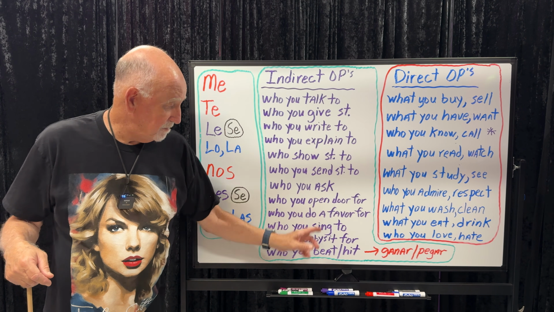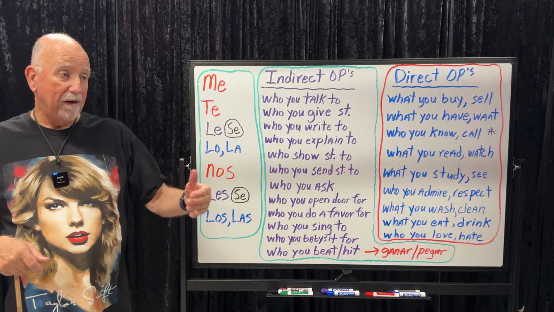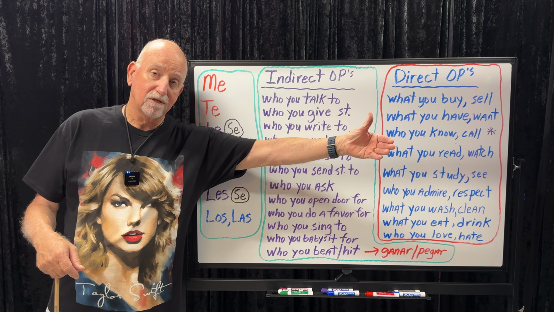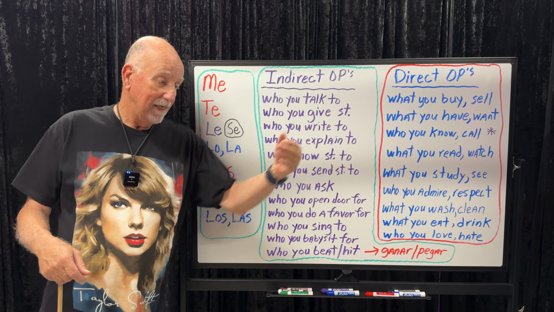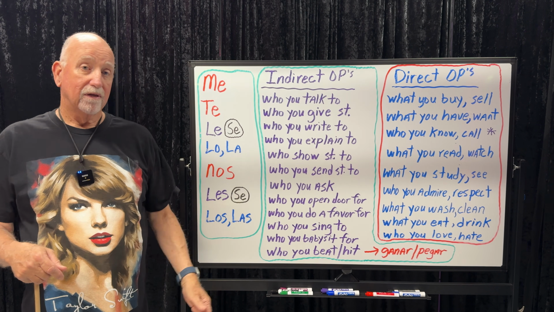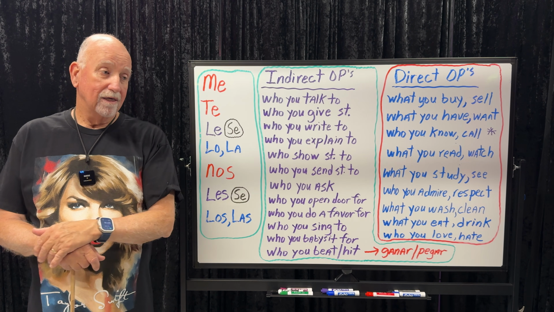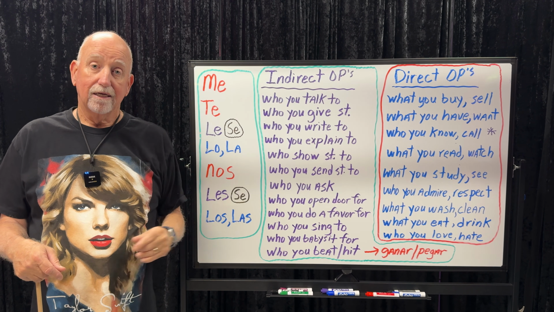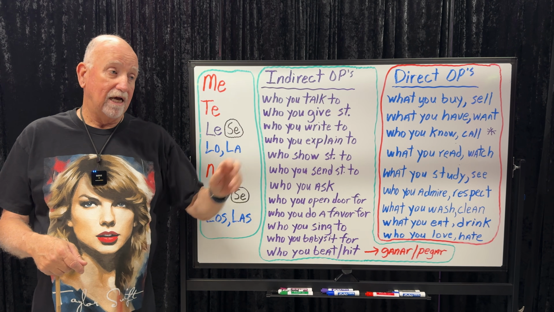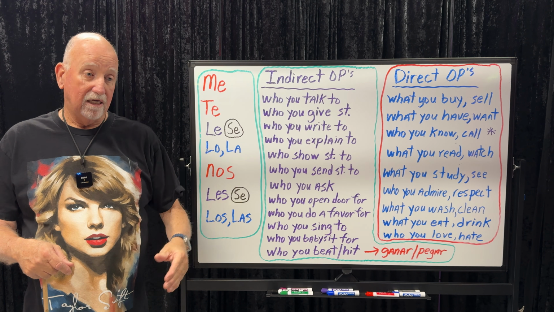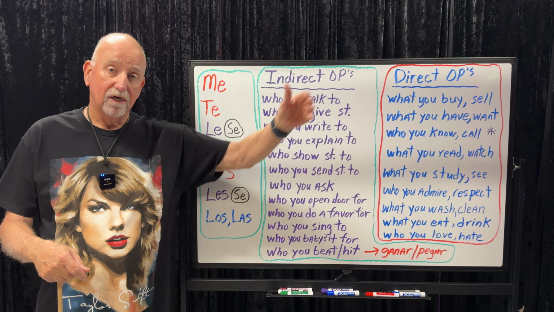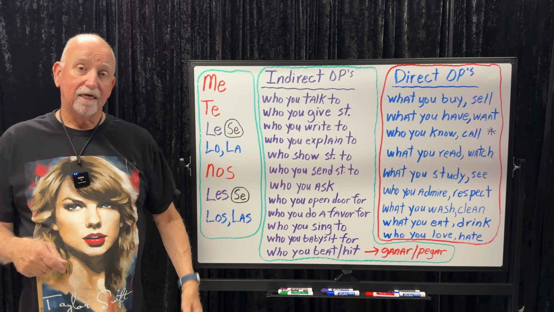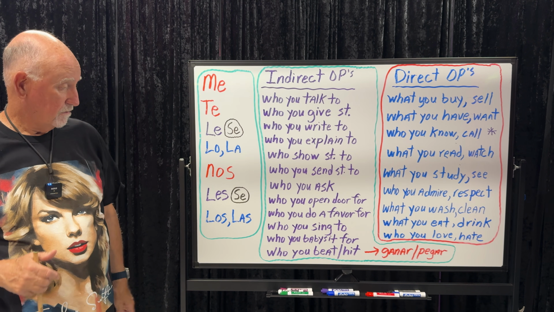Who you babysit for. Well, you babysit kids. That's the direct object of the verb. I babysit kids. But for whom do you do it? I babysit kids for the Joneses. Les cuido los niños a los Joneses. Se los cuido a los Joneses. I take care of them, for the Joneses.